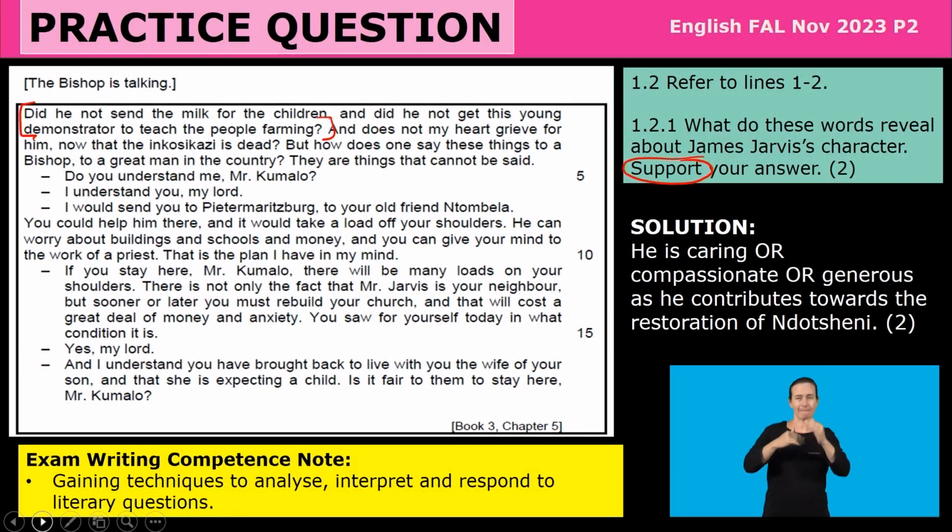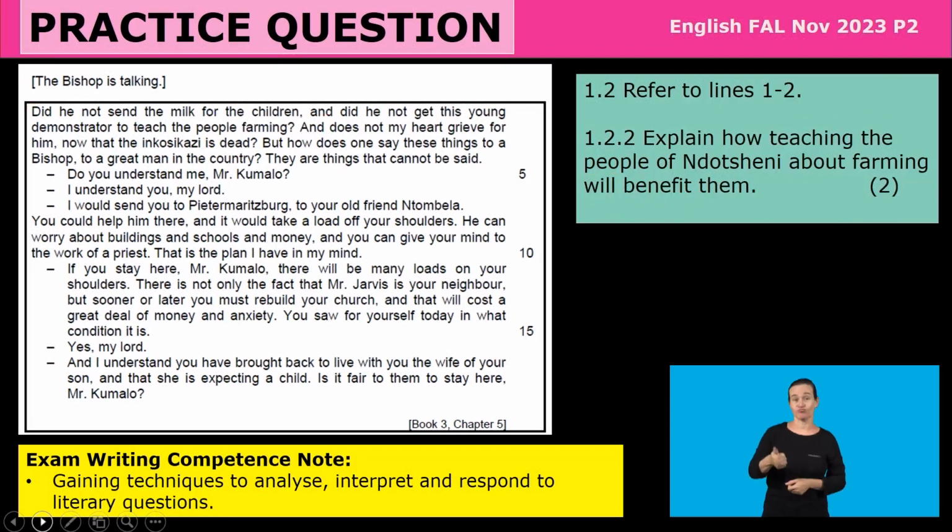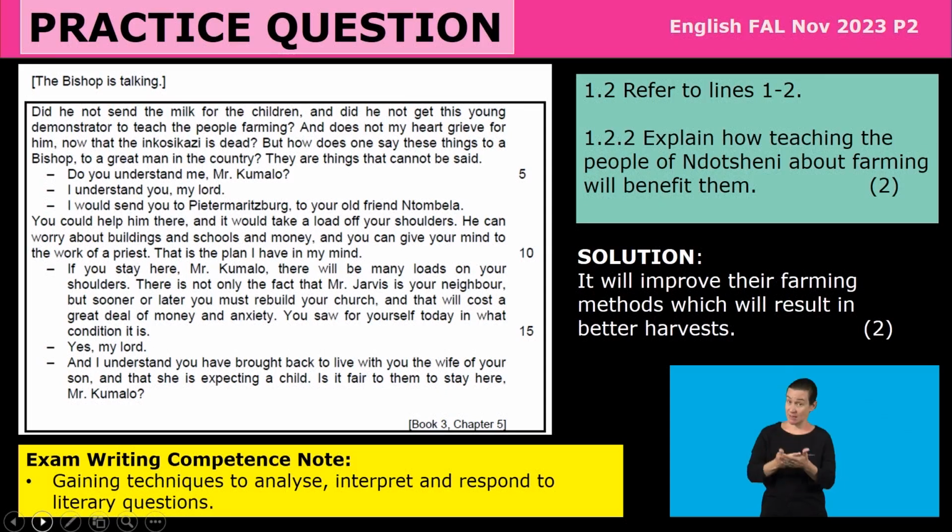So remember, we want to go to those lines to find our response, all right? He's giving them milk. He's sending the milk to the children, okay? Let's move on. 1.2.2. So it's also referring to lines 1 to 2, and the question reads, explain how teaching the people of Ndotsheni about farming will benefit them. How is it going to improve their lives? And our response identifies it.